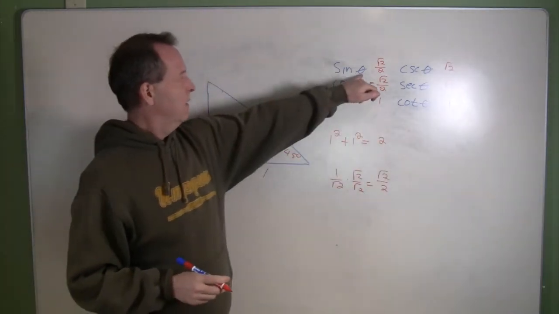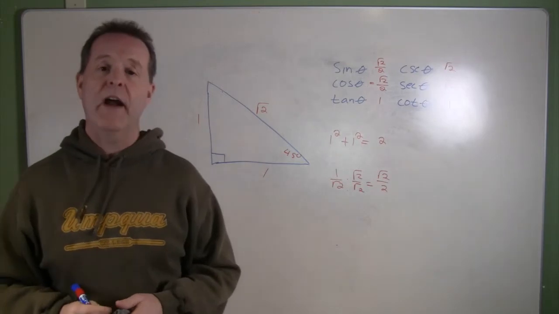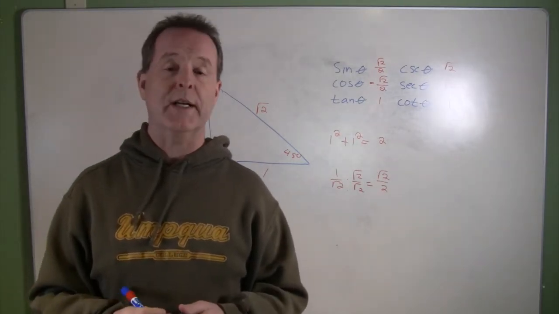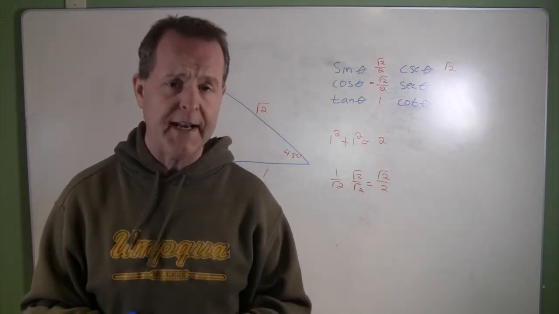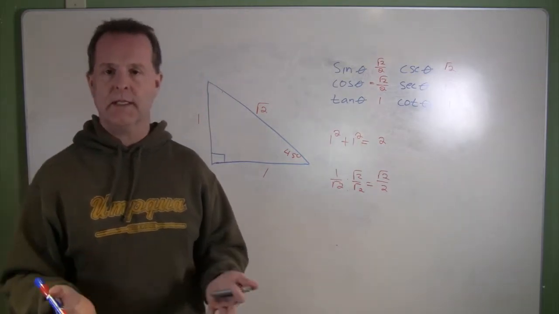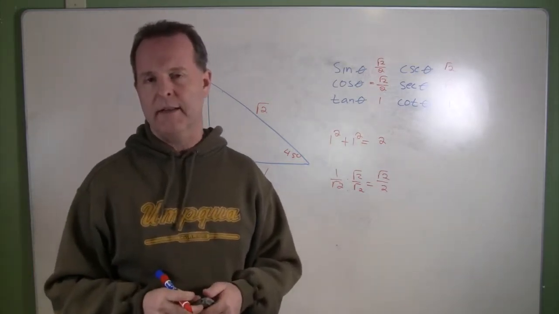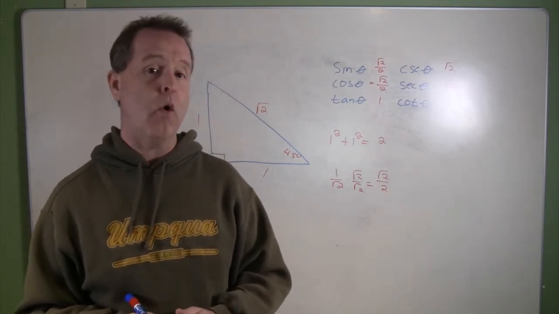In this case, theta was 45 degrees, and so we found the 6 trigonometric functions where theta is 45 degrees. And we'll discover again throughout the course of this term that this is one of the popular ones that we'll see over and over again.